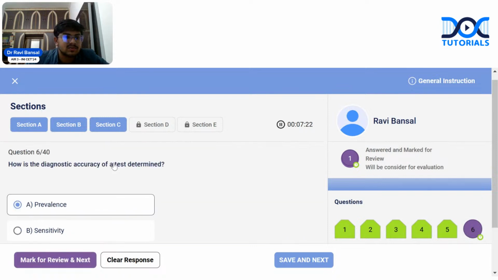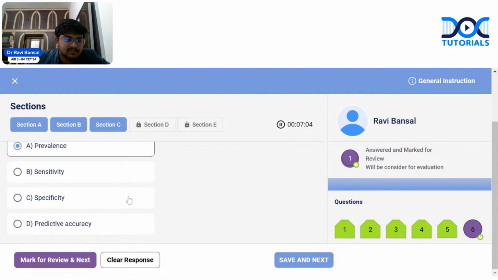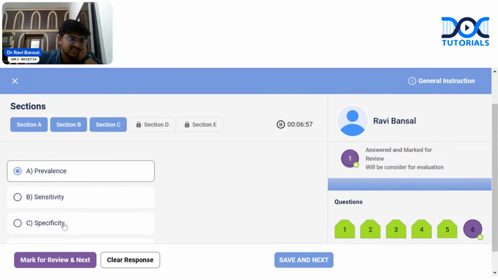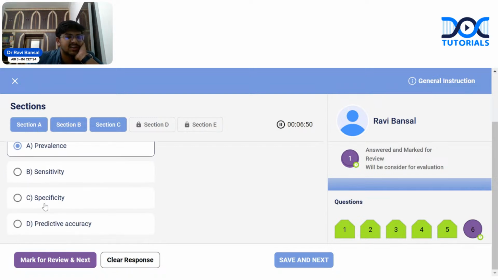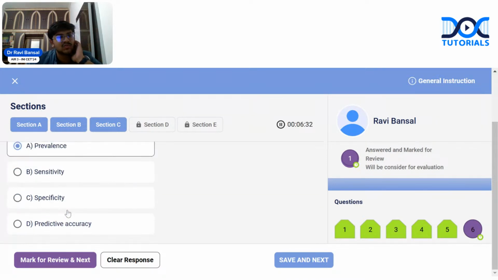So we have marked this question also. Diagnostic accuracy of a test is determined by: prevalence might be the answer, but I'm just not sure. I want to mark prevalence as the answer because if sensitivity and specificity were the answer, both would be the answer, or none of them would be. So B and C cannot be, and predictive accuracy and diagnostic accuracy don't look right. I remember diagnostic accuracy is linked somewhat to prevalence. The higher the prevalence, the more accurate the test. So I will just go with my gut feeling. I will mark this.